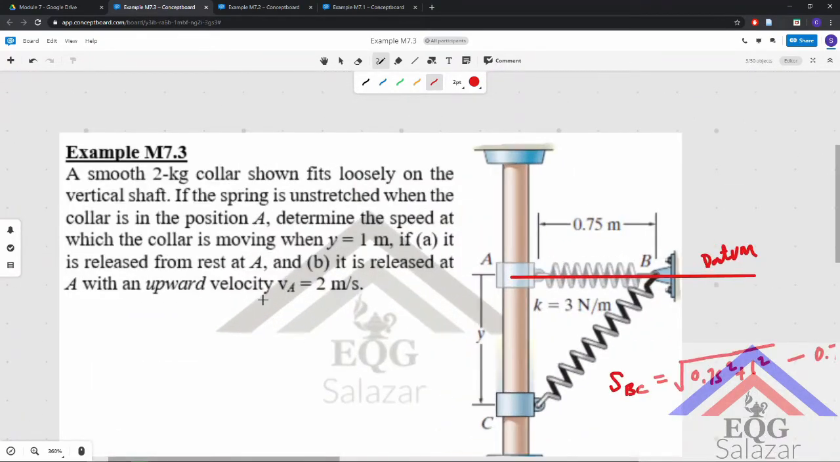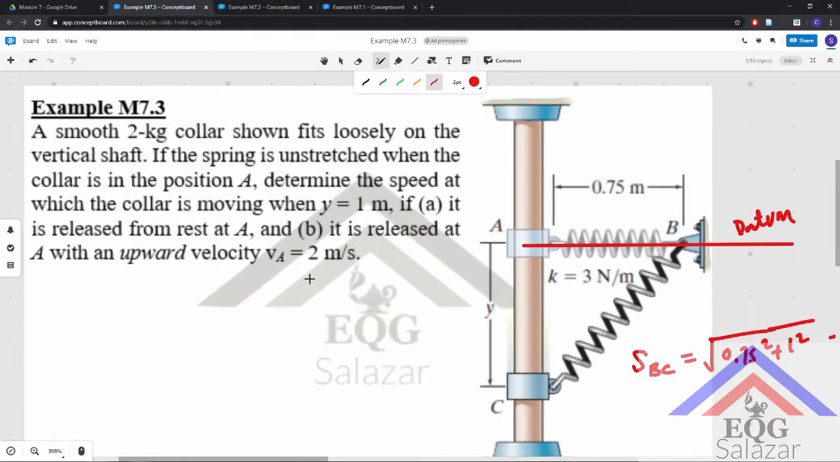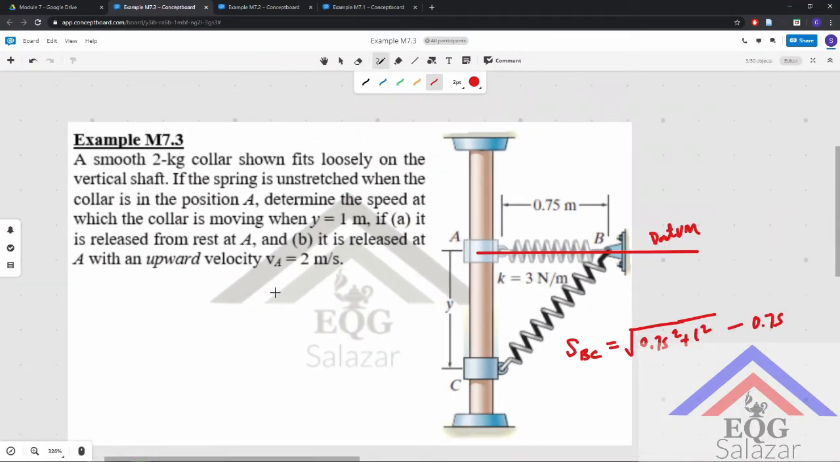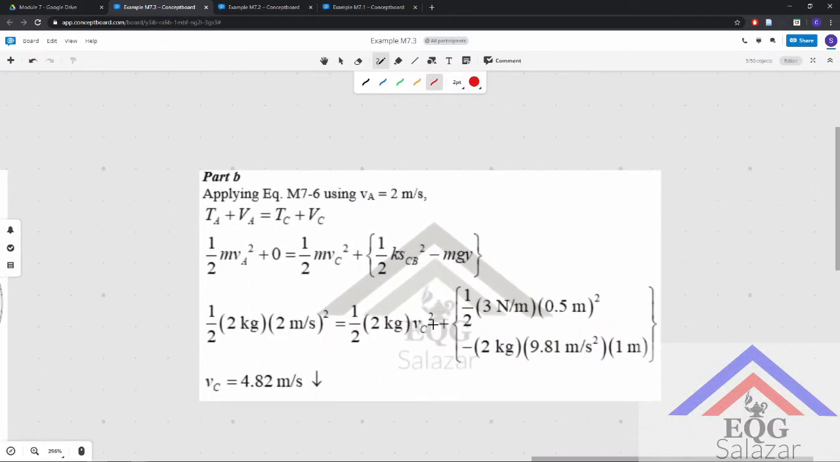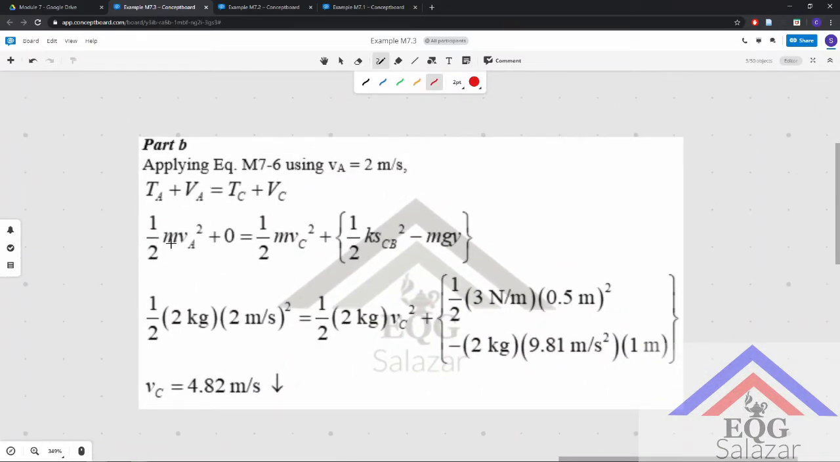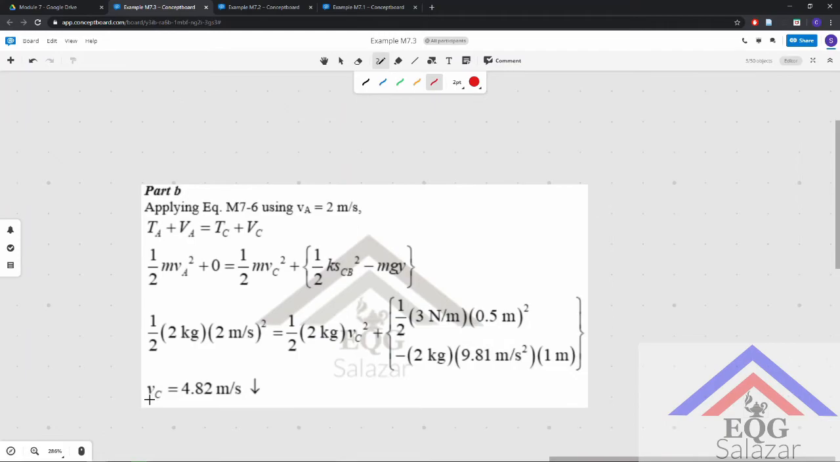Okay, now let's move on to part B and say that it is released with an upward velocity of 2 meters per second. That's no problem, because we only need to change this TA in the conservation of energy equation. Okay, so that's 1/2 m vA squared, plus 0, equals 1/2 m vC squared plus 1/2 k SCB squared minus mgy. And then substituting values, you will find that the vC is 4.82 meters per second downwards.